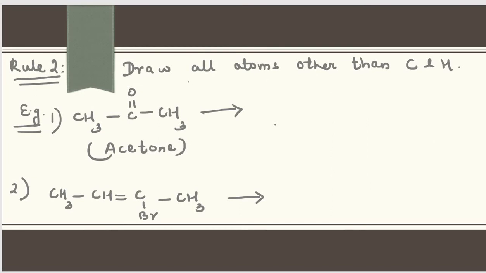In rule number 2, it is said that draw all atoms other than carbon and hydrogen. So here you can see that we have taken an example. This is for acetone. Here how many carbon atoms are there? Again 1, 2, 3. 3 carbon atoms are there. So how to represent it? 1, 2 and this one is 3. Now draw all atoms other than carbon and hydrogen.